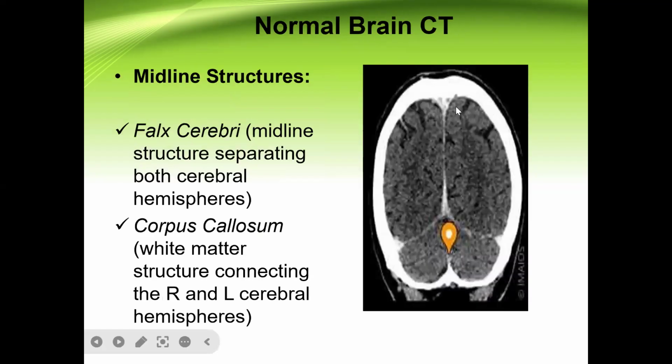The midline structure, the falx cerebri, is a continuation of the dura mater, and it invaginates into the brain structure, dividing the right and the left cerebral hemisphere, while the corpus callosum is white matter, which connects both hemispheres. Sometimes when you have a midline shift, you'll see that the falx cerebri will be shifted away from the area of lesion. And if you have an infarct, it may be shifted towards the area of lesion. So this is why it's important for you to know where the falx cerebri is located, okay?